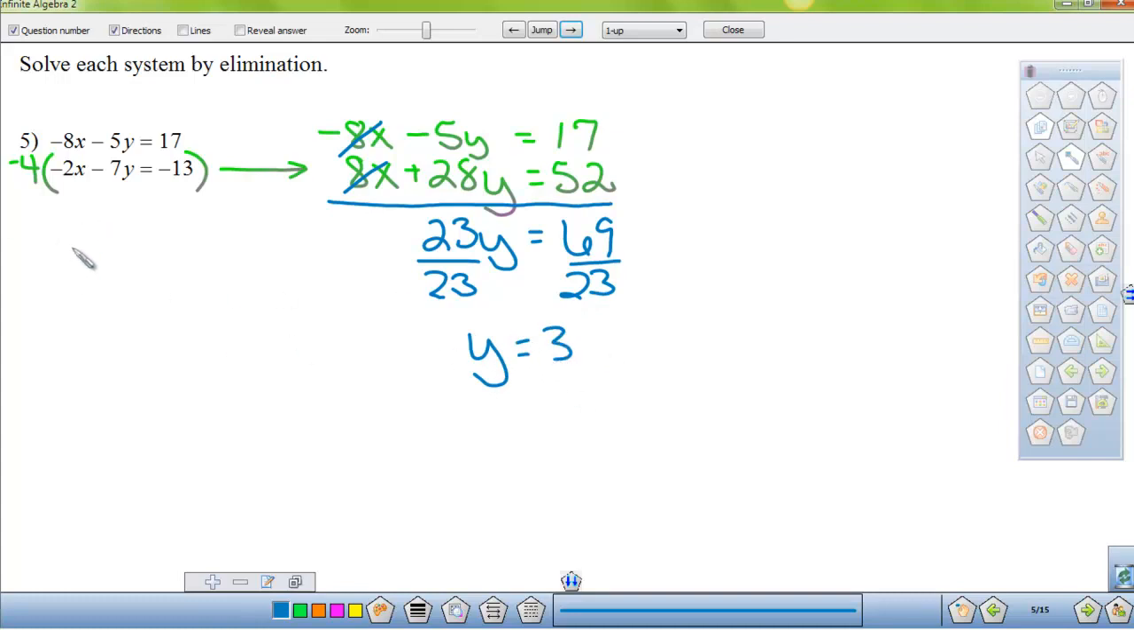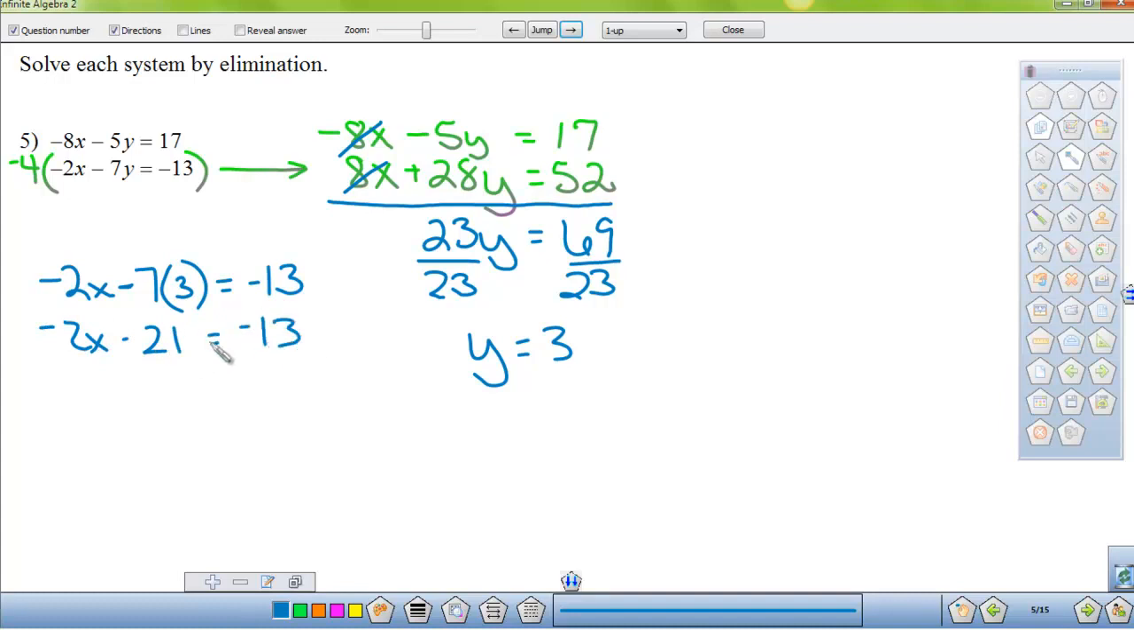So what I need to do is take that 3 and replace it in for y. And it doesn't matter which one of these sentences you choose. I'm just arbitrarily choosing the second sentence. I'm going to take out the y, plug in the 3, and I'm going to solve this.